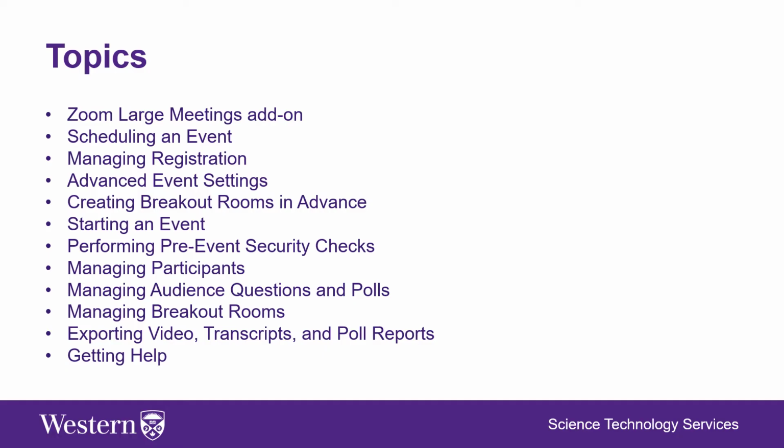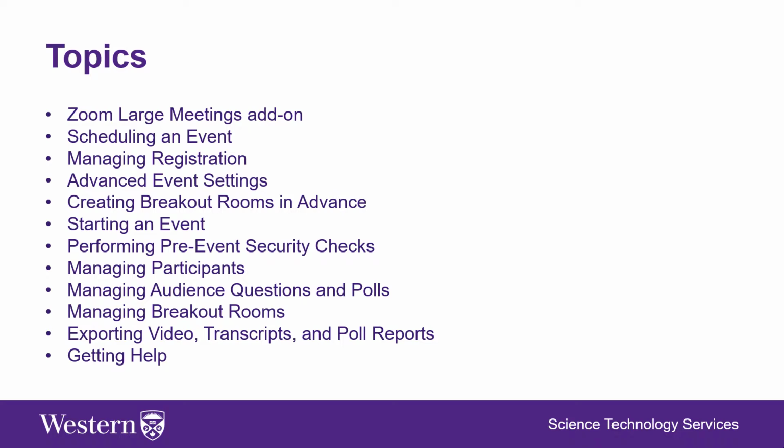In this video, we'll see how to register for Zoom large meetings if you require more than 300 attendees, and we'll look at how to set up your event, manage registration, create and pre-assign breakout rooms, start your event and ensure it is properly secured, manage participants' questions and polls, start and manage breakout rooms during your event, and export video, audio, and transcripts following the event.